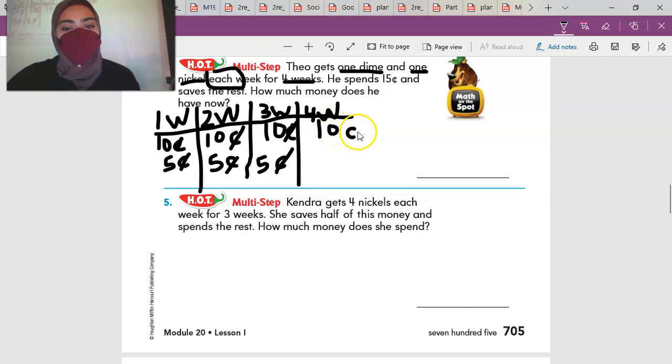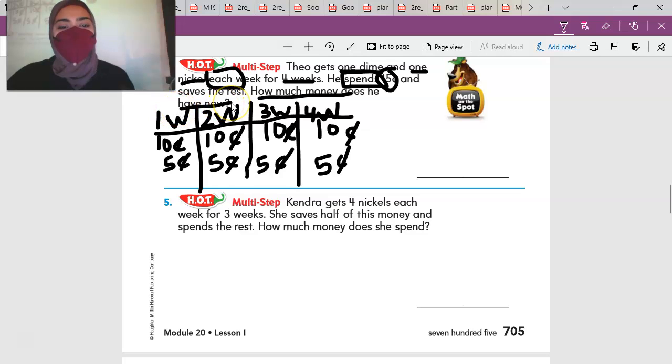All right. So again, he gets 10 cents and 5 cents, which is 1 dime and 1 nickel each week. He spends 15 cents and he saves the rest. How much money does he have now? When you spend money, are you adding or subtracting? Subtracting. Box spend and circle 15 cents. Underline how much money does he have now.